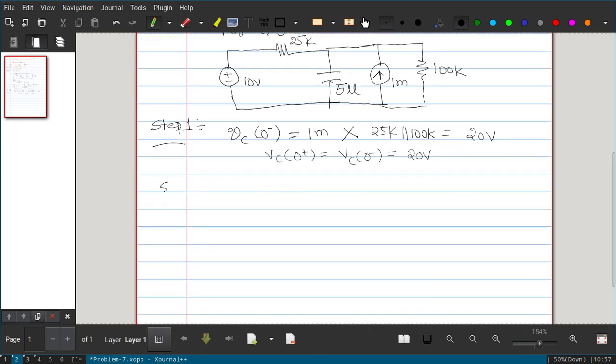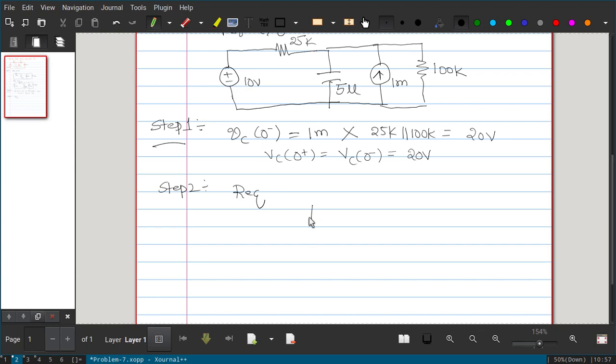Step 2, we have to find the equivalent resistance for t greater than 0. For this circuit, how do we find the equivalent circuit? For that you have to deactivate the current source and the voltage source. To deactivate the current source, you make it open, or I equal to 0. To deactivate the voltage source, you make the voltage equal to 0, or short circuit it.